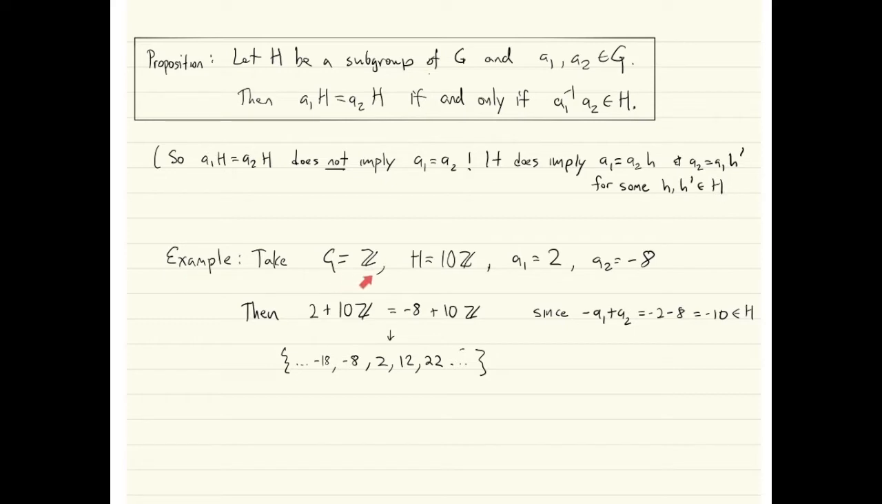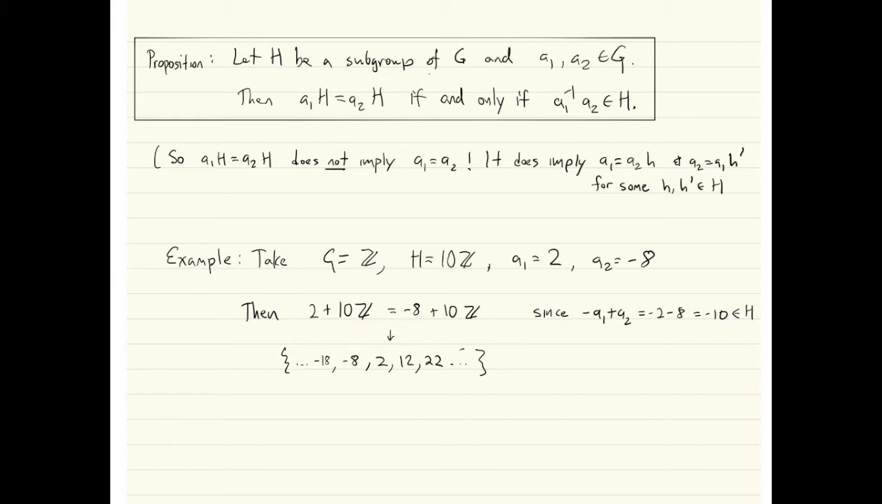So let's take our group to be the integers with addition, H to be the subgroup of multiples of 10, and A1 to be 2 and A2 to be negative 8. Then these two cosets, 2 plus 10Z and negative 8 plus 10Z, are equal, even though the numbers 2 and negative 8 are certainly not equal.